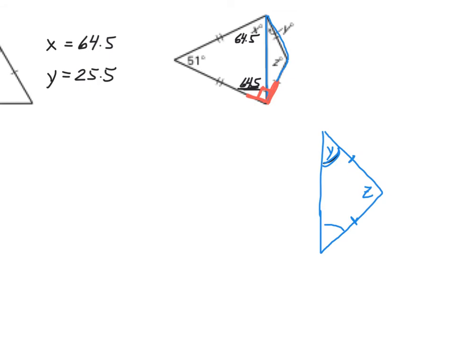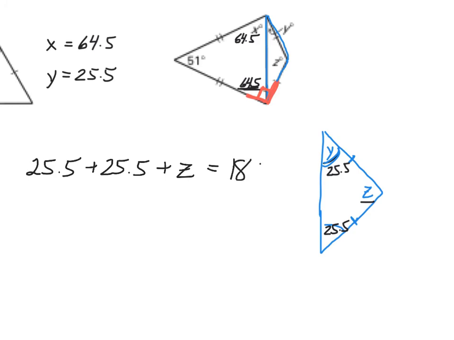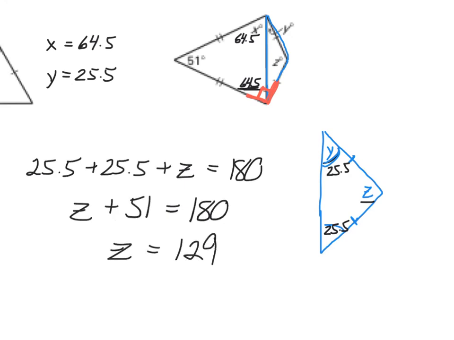So if I go back to my original picture, I know this top angle is 25.5. The other base angle obviously has to be the same, 25.5. And then I have z. Well, I know if I were to add up all three of these angles, 25.5 plus 25.5 plus z, together they're going to equal 180. When I clean this up, I'm going to end up with z plus 51 equals 180. And it looks like z is going to equal 129.